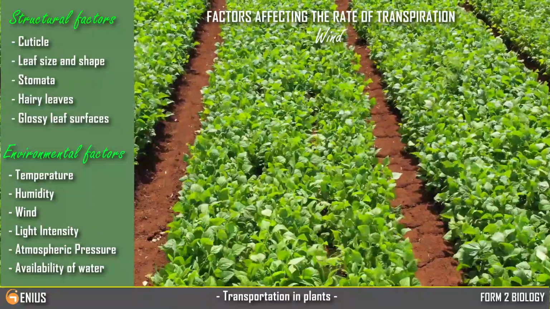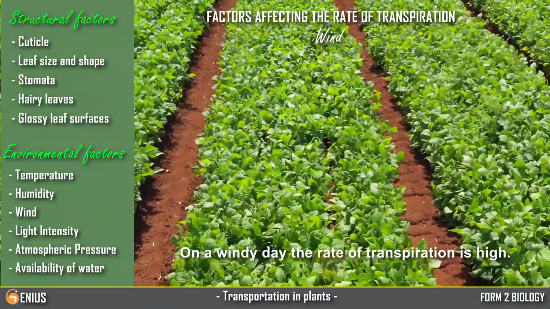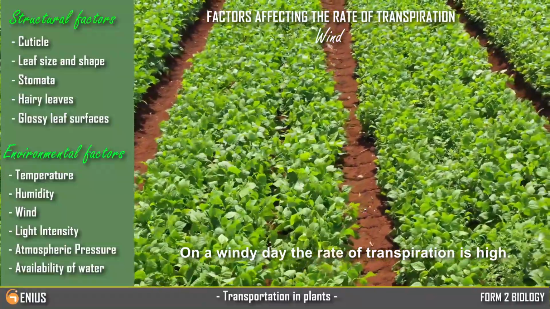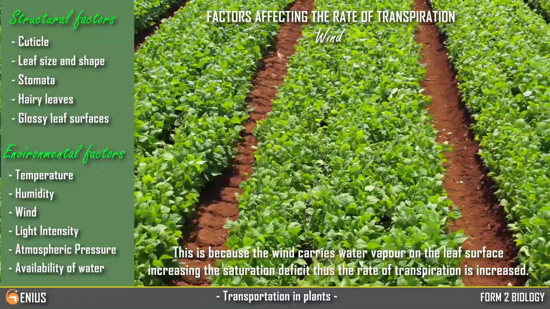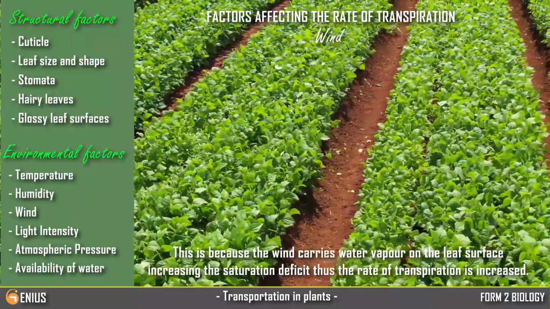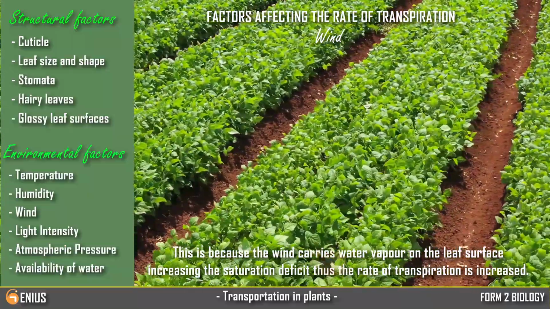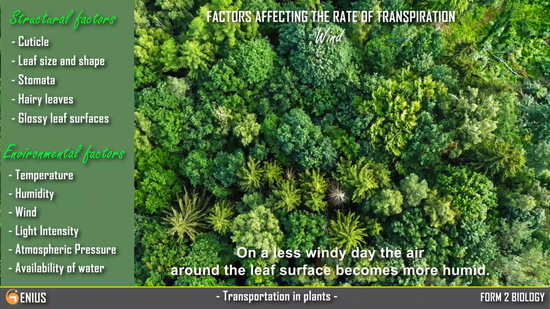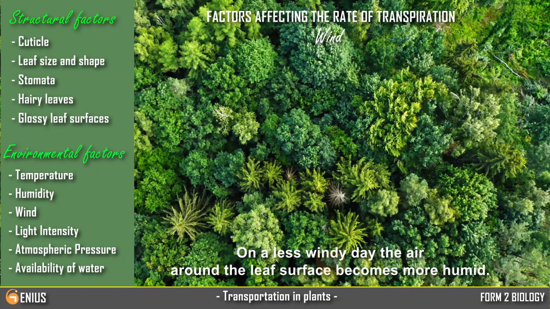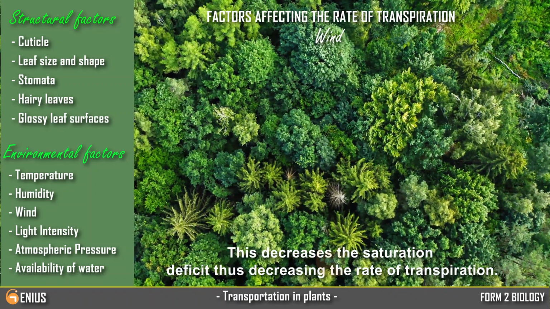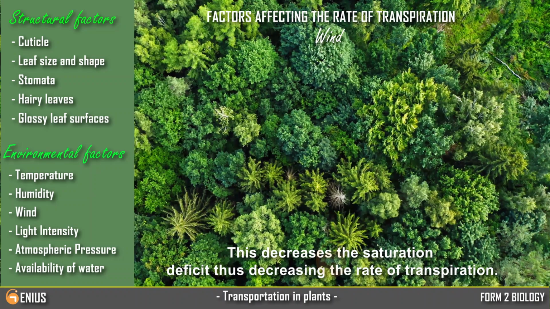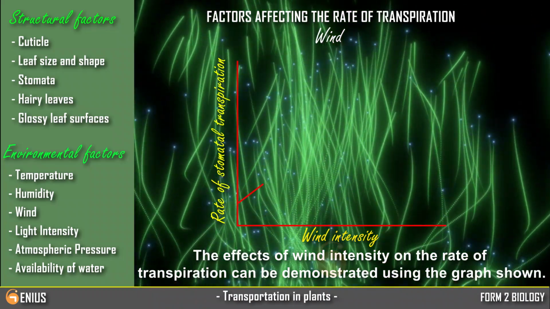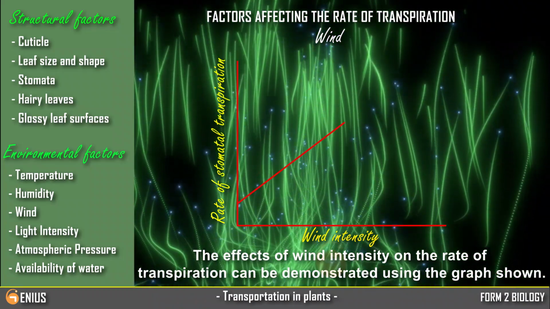Wind. On a windy day, the rate of transpiration is high. This is because the wind carries water vapor away from the leaf surface, increasing the saturation deficit, thus the rate of transpiration is increased. On a less windy day, the air around the leaf surface becomes more humid. This decreases the saturation deficit, thus decreasing the rate of transpiration. The effects of wind intensity on the rate of transpiration can be demonstrated using the graph shown.